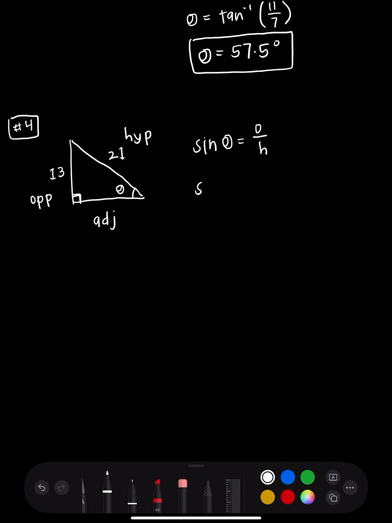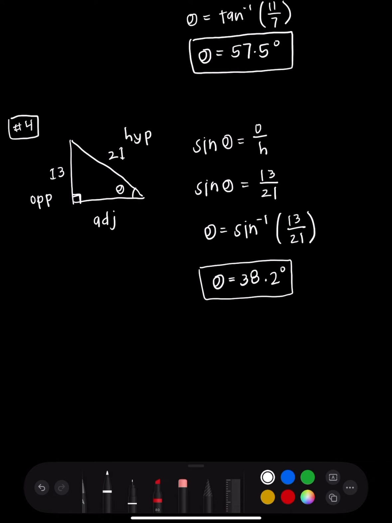We're going to plug in our opposite and hypotenuse values, which would give me 13 over 21. So we know that sine of theta is 13 over 21, but we don't want sine of theta, we just want theta. So I'm going to take the inverse sine of 13 over 21 to get theta by itself. And we plug that in second sine 13 divided by 21. And I end up with that theta should be equal to 38.2 degrees. There we have it. And this is how we use trig ratios to solve for angles.